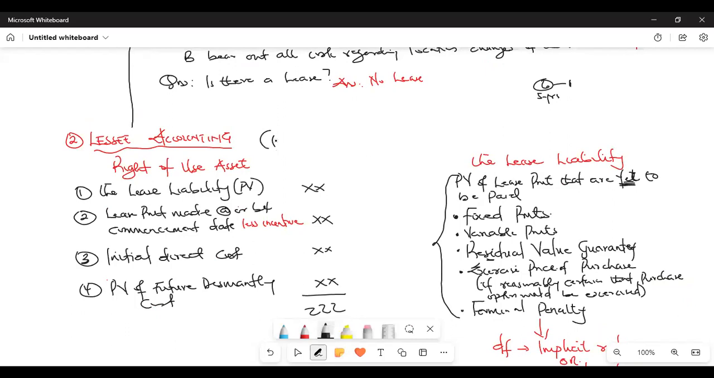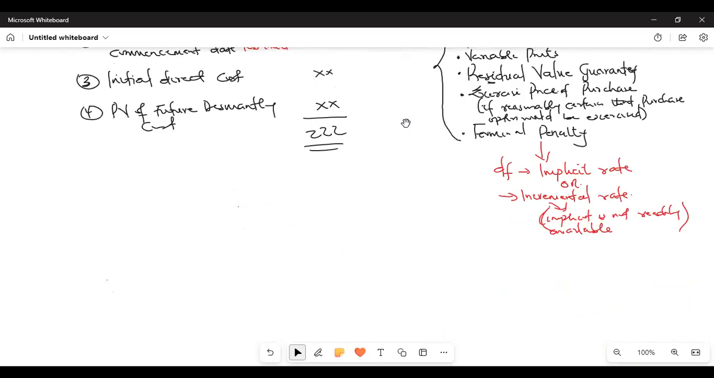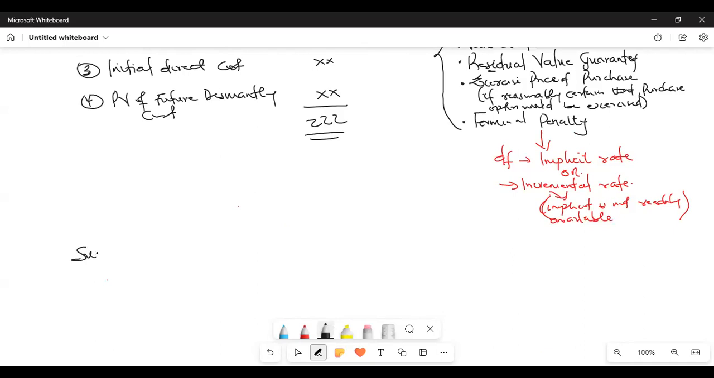Please, any question at this point? Because we will be looking at the figures soon, how we do the computation. There is no question at this point. Then the next thing I need to do is the subsequent measurement. And that is where, when you are doing your publication, it becomes very, very important.